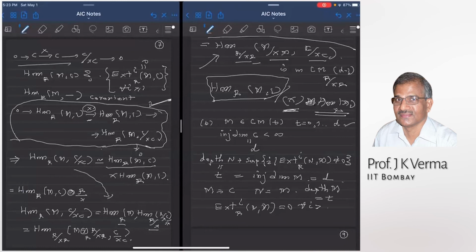D minus T, right? Ext^i(M, C) is 0 for all i bigger than D minus T. Is this clear? Is this clear to everyone? Why is Ext^i(M, C) 0 for i bigger than D minus T?